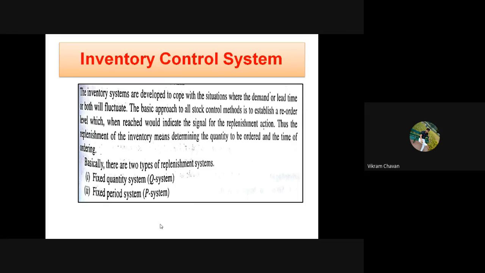First one is the fixed quantity system, and in bracket it is Q type of system. Then the second one is the fixed period system. It is a P type of system.